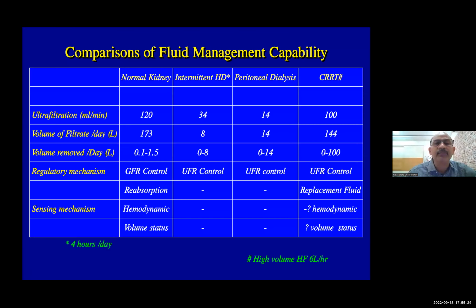And when you look at comparisons, when you look at a normal kidney and CRRT, CRRT can be close to what you do in your normal kidney, because your ultrafiltration can go up to a particular level. You can give the fluid and take out the fluid. Therefore, you are manipulating the patient's solute to a great extent to achieve what you want to achieve. You want acidosis correction, you can do it.